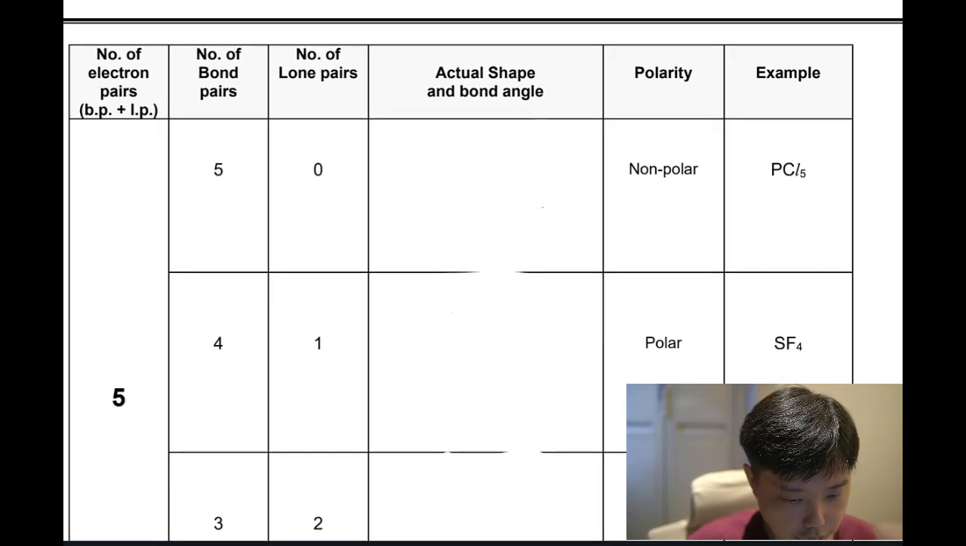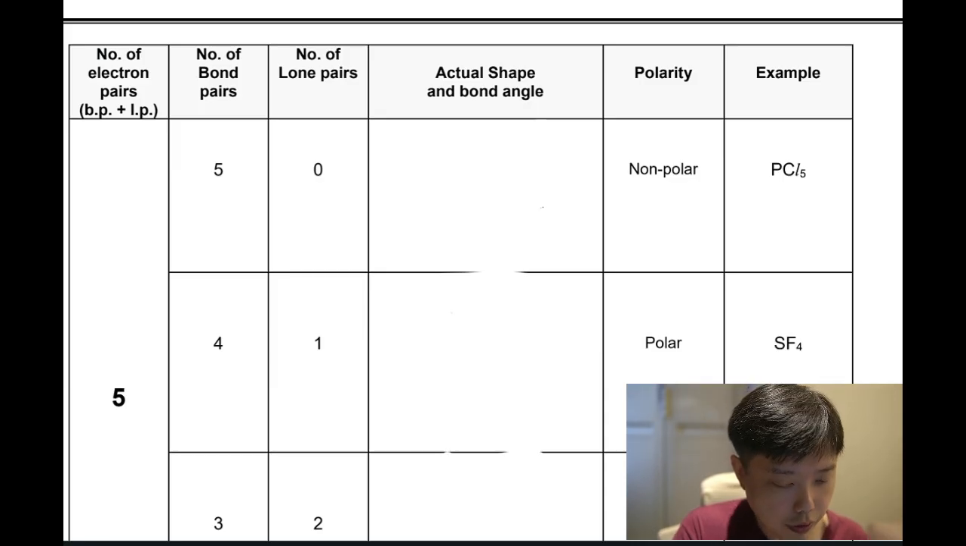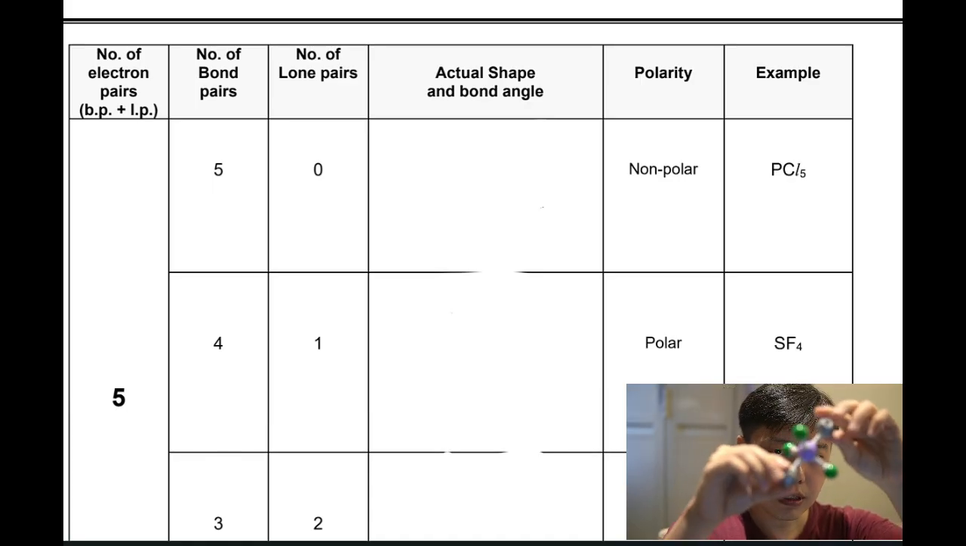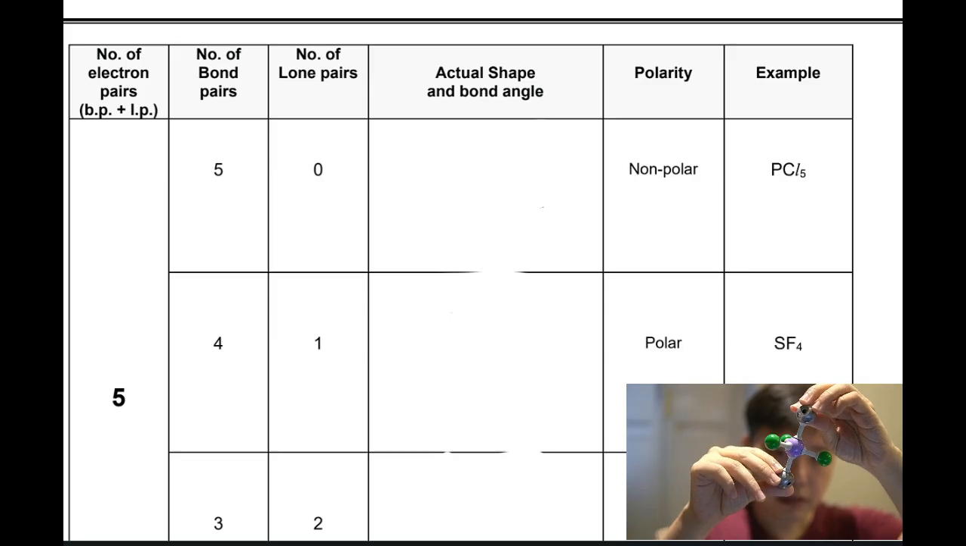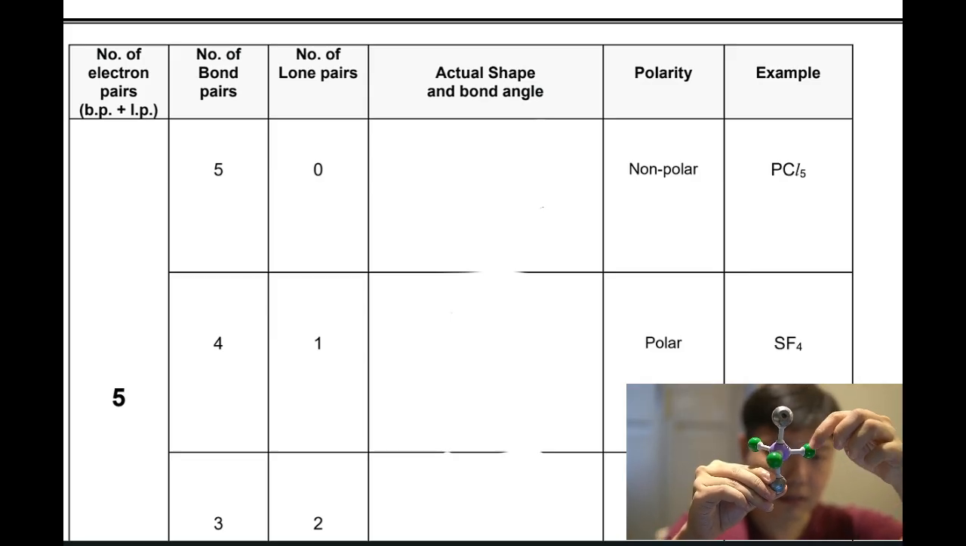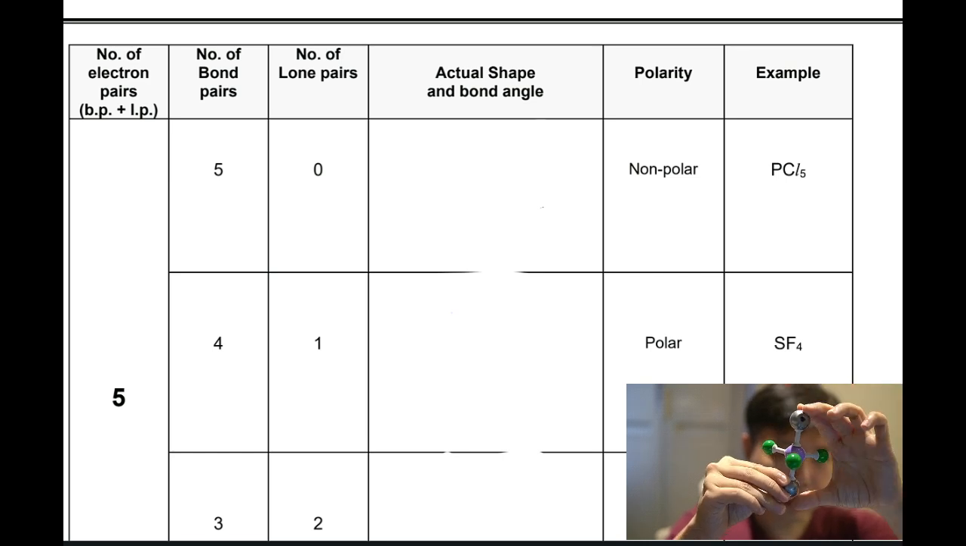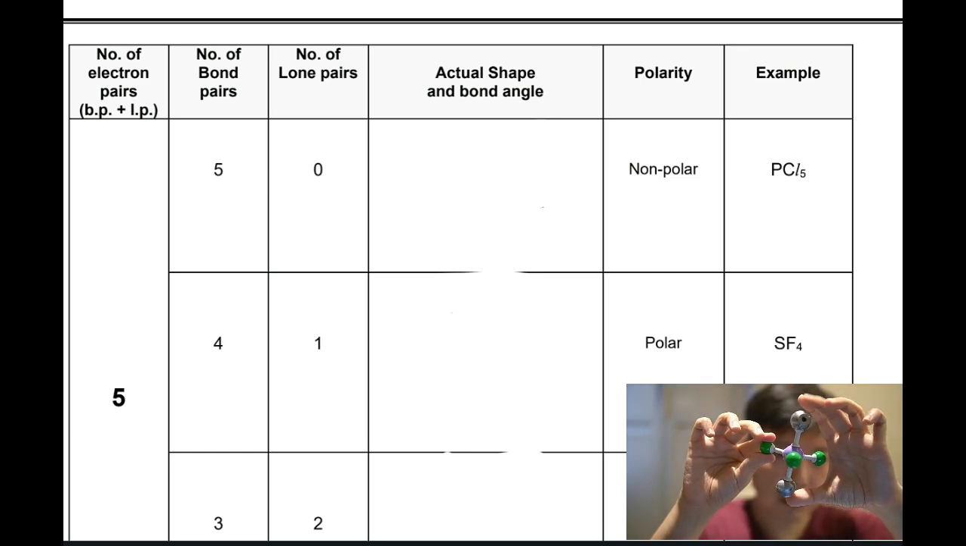Okay, next up we have the 5 electron pair. So let's look at the basic shape first. For 5 electron pair, it is actually a combination of 3 electron pair and 2 electron pair. So in total, we have this shape over here, 5 electron pair. You can see the green balls are like trigonal planar, 3 bond pair. And then the 2 gray balls are like linear.